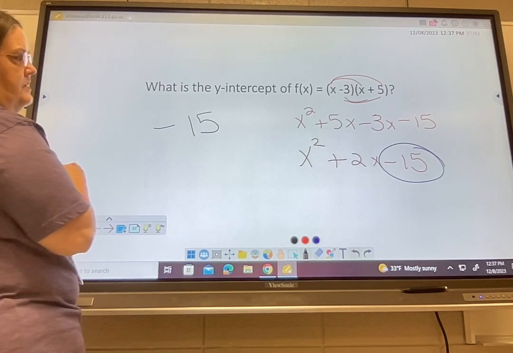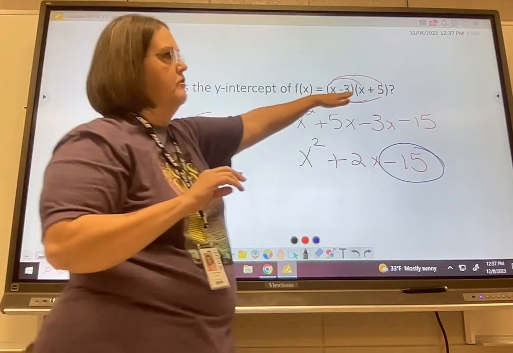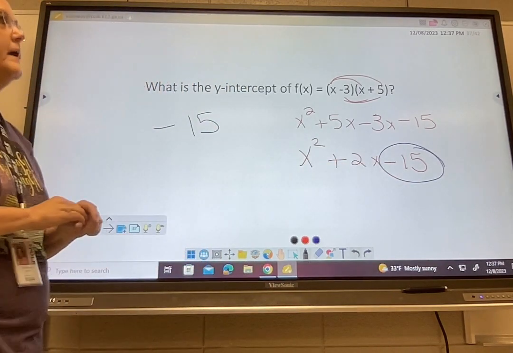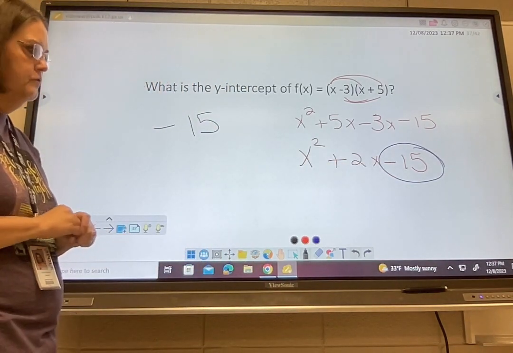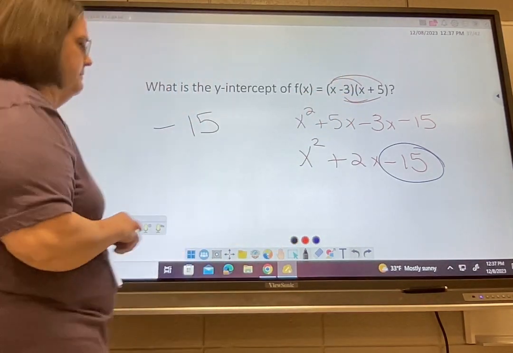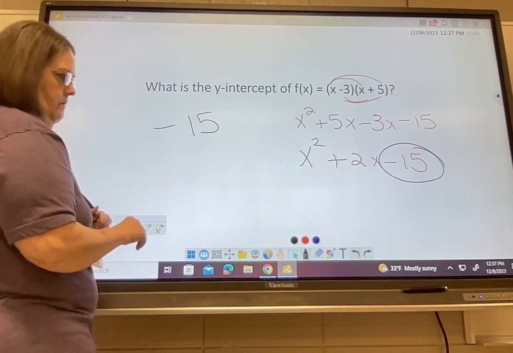Okay, the y-intercept. If you multiply this on out using FOIL, you'll get -15 on the end, and that's it. You can put that into Desmos, just like it is. Just looking like that, and you'll be able to see where the graph crosses the y-axis.